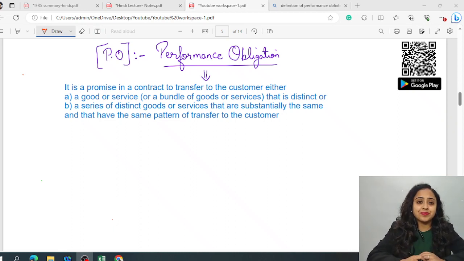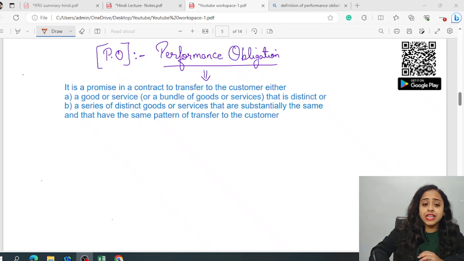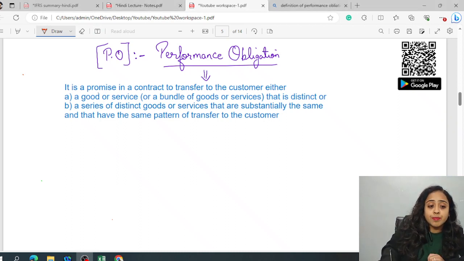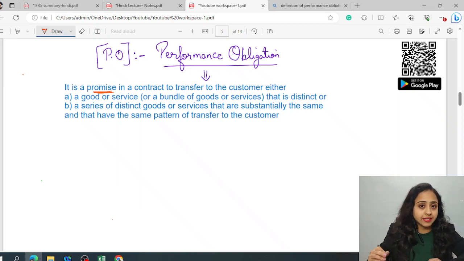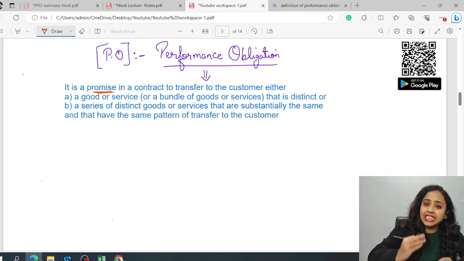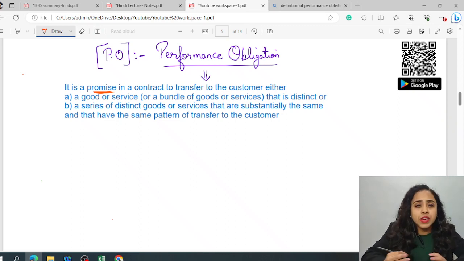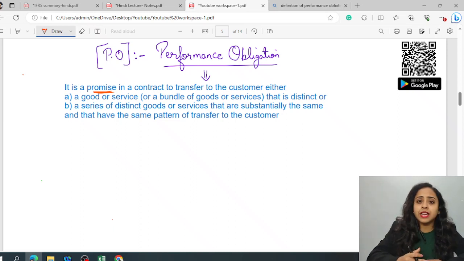So let's begin. Firstly, a performance obligation simply means it's a promise in the contract, a promise to deliver either goods or services or a combination of both, as has been agreed at the given point of time, for the prices at which it has been decided, with particular specifications as decided in the contract.